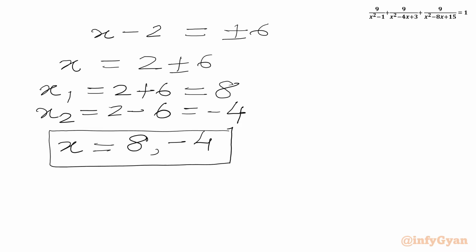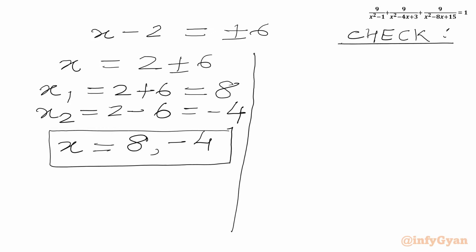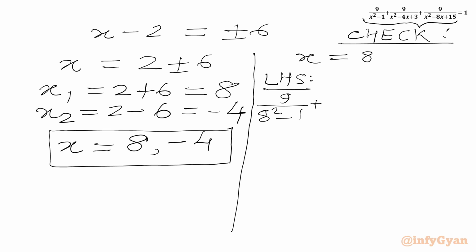Now we are going to verify our result. Let us begin with x = 8. The equation is here. I will consider the LHS and verify that its value is equal to 1. So we write 9 over x² - 1, that is 9 over 8² - 1, plus 9 over x² - 4x, which is 8² - 4 times 8.